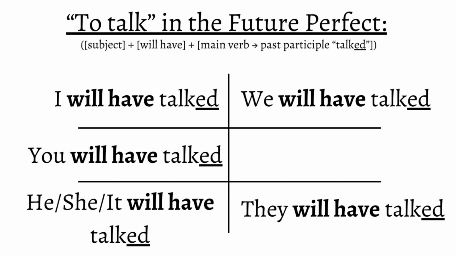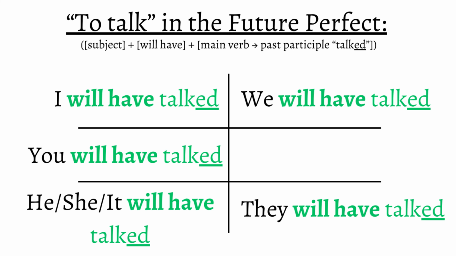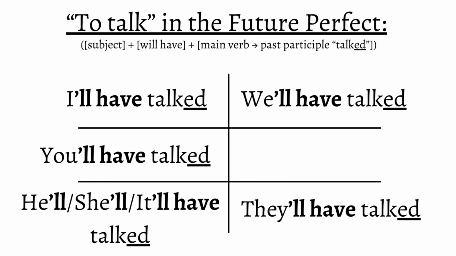This is how the main verb functions in the future perfect, and everything is the same, so it's not too hard to remember. Plus, it's meaningless to cover all subjects because everything is the same, so I will only emphasize the pronunciation. Let's not forget that subject contractions can also be made. I'll have talked. You'll have talked. Will have talked, and so on.